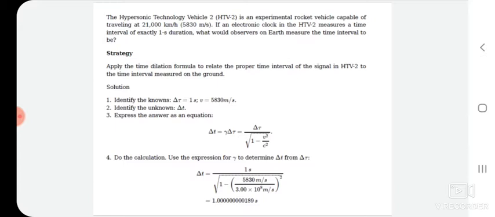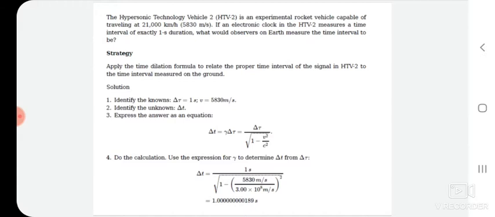Apply the time dilation formula to relate the proper time interval of the signal in STV2 to the time interval measured on the ground. The known values are delta t equal to 1 second and v equal to 5830 meter per second. Now, the expression is delta small t equal to gamma delta t, which is equal to delta t by square root of 1 minus v square by c square, where gamma is 1 by square root of 1 minus v square by c square. We know the values of delta capital T and v.